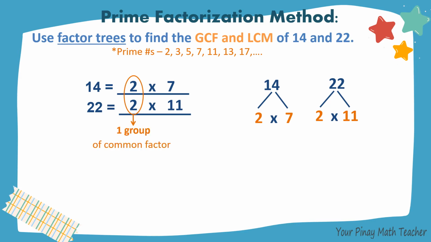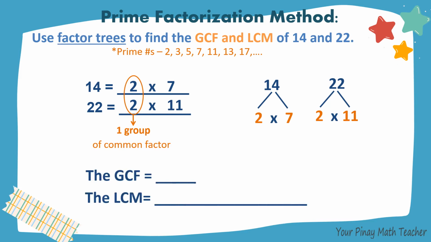This is one group of common factor. So to find the GCF, you simply have to copy one group of common factor, 2. Since there's only one group, then the GCF is 2.